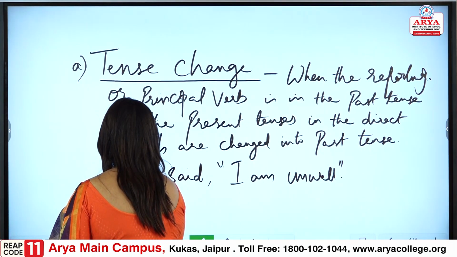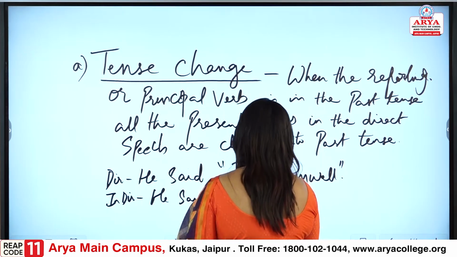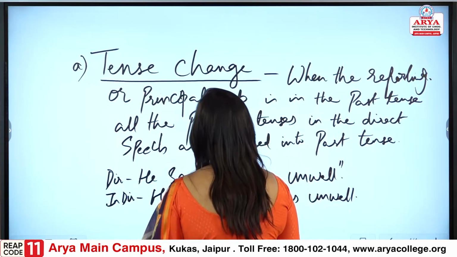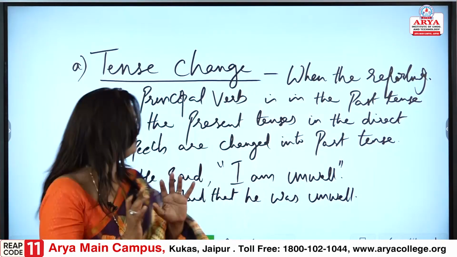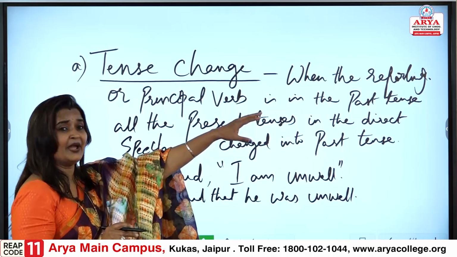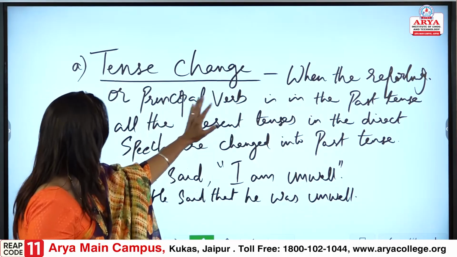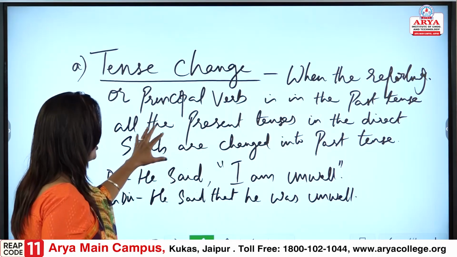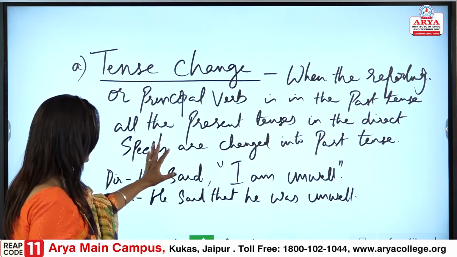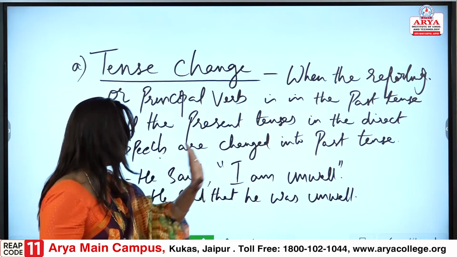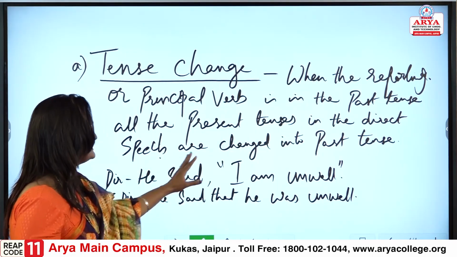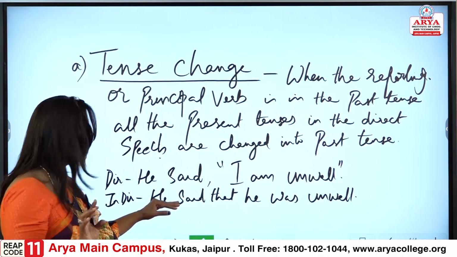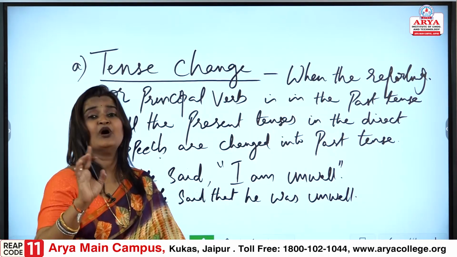Now in indirect, he said that he was unwell. So, first and foremost, we need to understand that in reporting speech, when the principal verb is in the past tense, all the present tenses in the direct speech are changed into past. Like when we are looking over here, he said I am unwell. Again we go to the past tense, the simple past: he said that he was unwell.